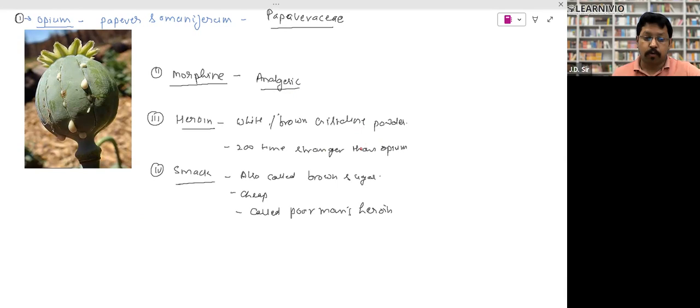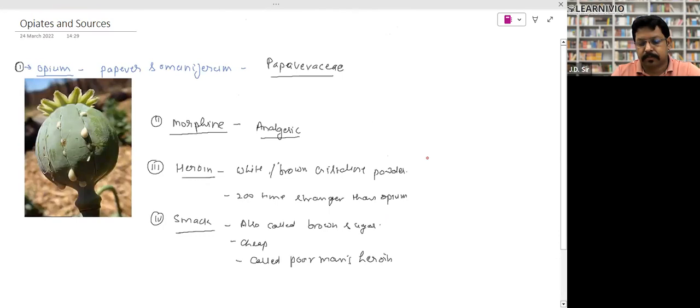Third, the fourth one is smack. It is also called brown sugar. It is cheap. It is called the poor man's heroin. This question has been asked. Poor man's heroin, the smack is cheap, because it is cheaper than heroin and less effective than heroin, but the source is the same, that is morphine. Clear? Yes, sir.